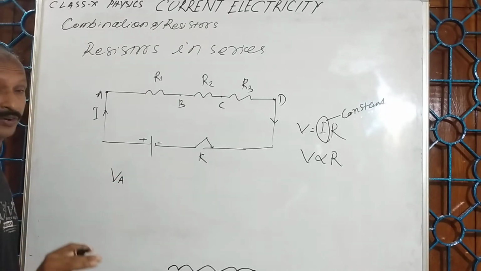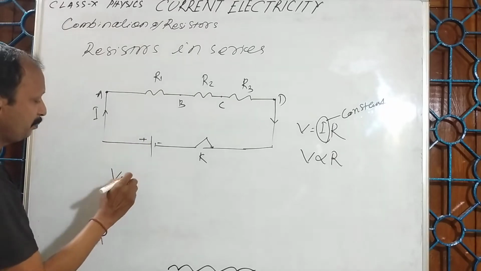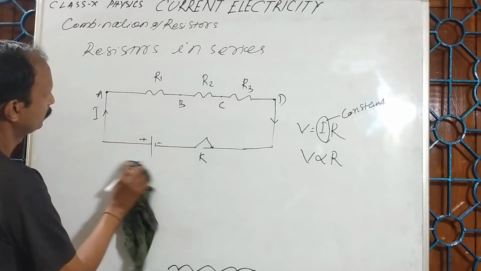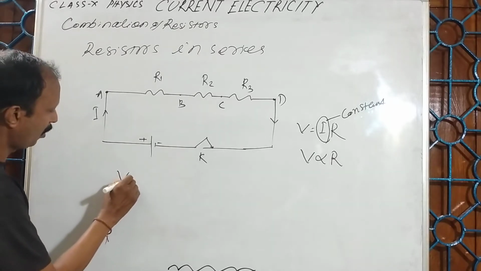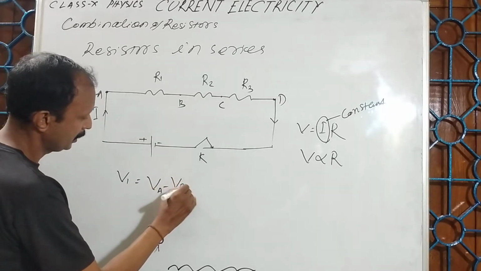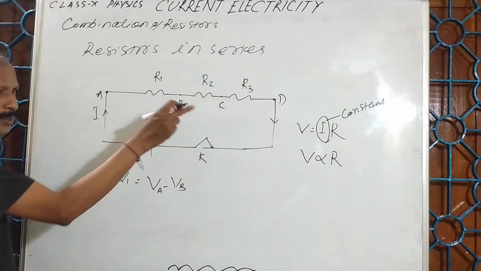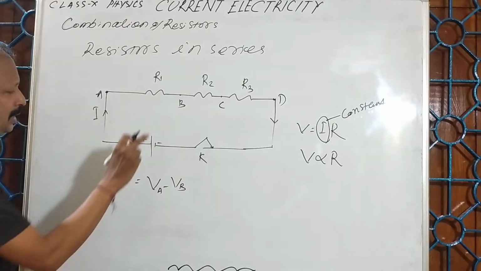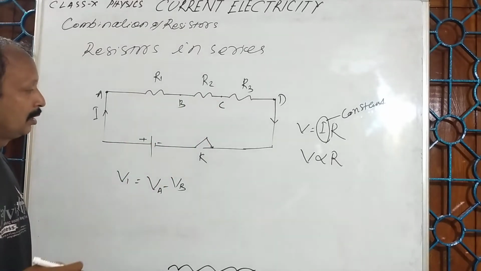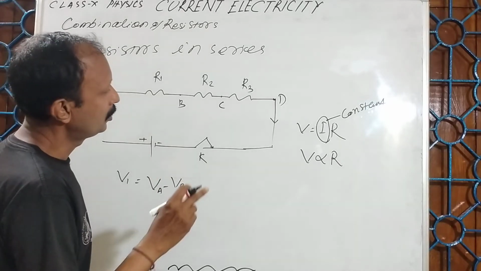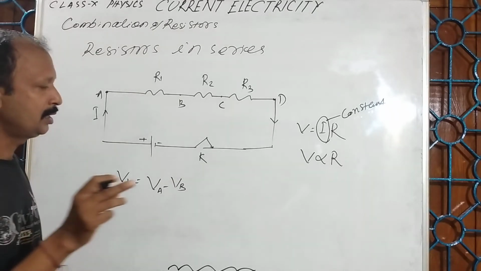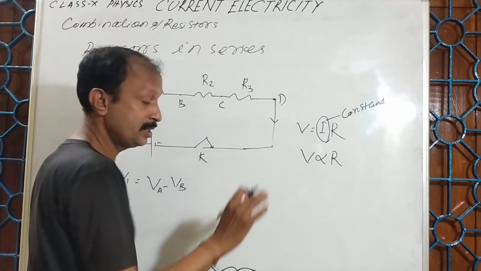So children, for example, suppose V1 is equal to the potential difference between the points A and B. Whenever current is flowing through that, resistances are different. Ultimately, the voltage or potential difference will be different, because I said that potential difference is directly proportional to resistance.